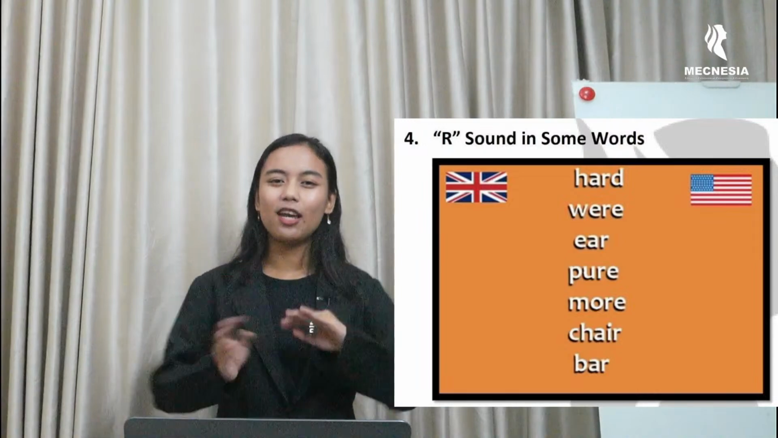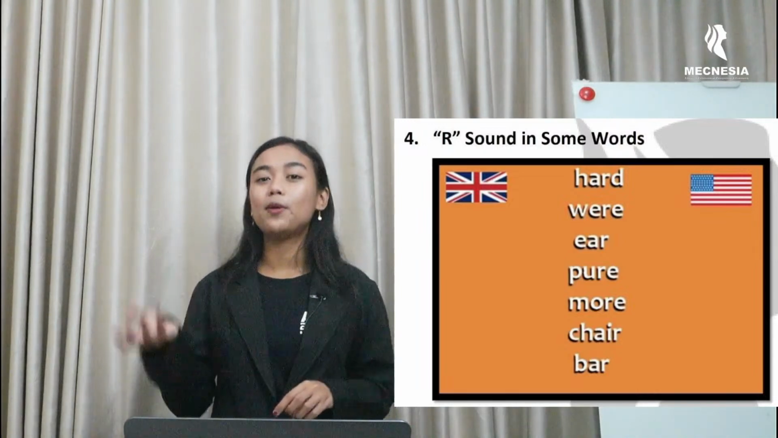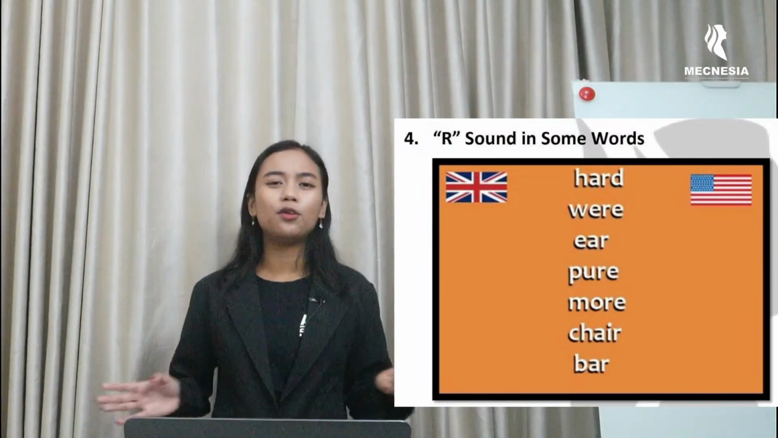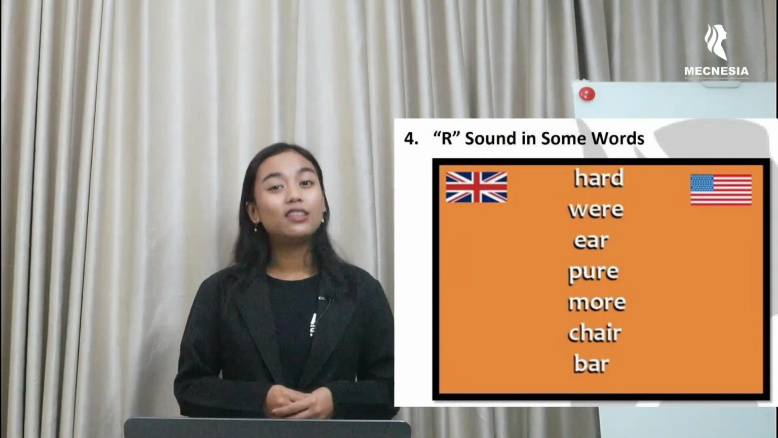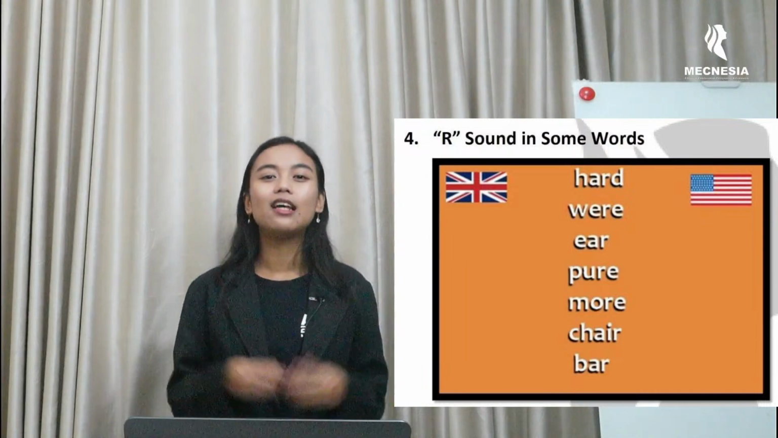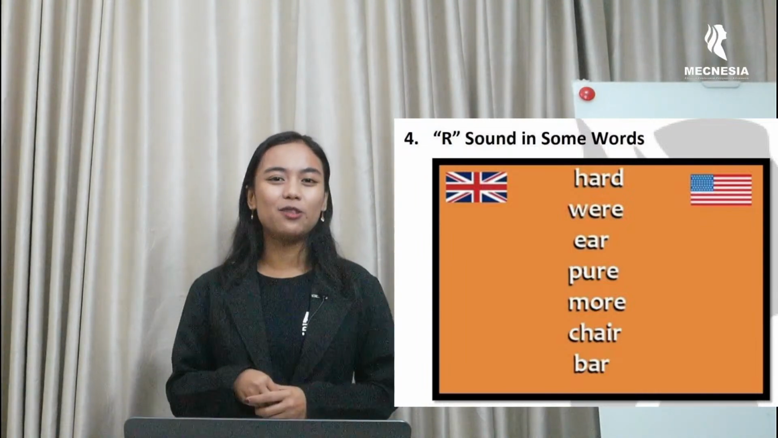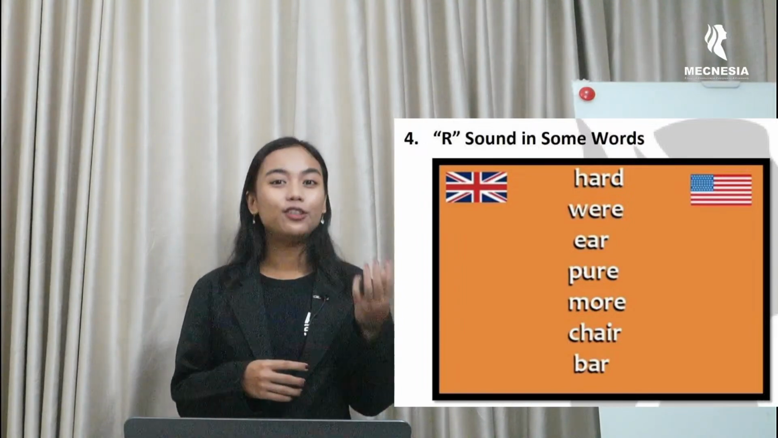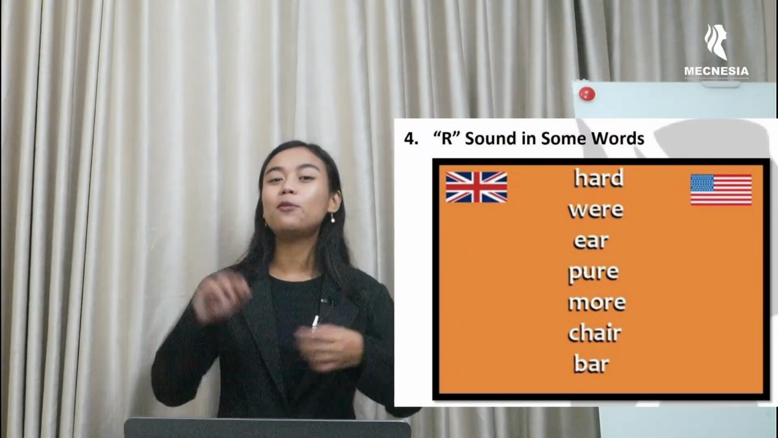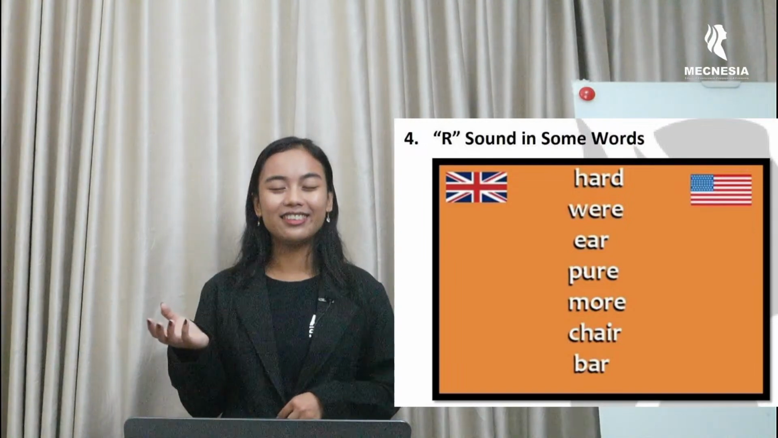Kedengaran jelas ya, bunyi R-nya sangat jelas di American accent, while in British, we don't hear anything. Sedangkan di British, kita nggak dengar bunyi R sama sekali. So, chair or chair means kursi. Let's pronounce it with me, starting from the British one. Chair. Now, in American, chair.